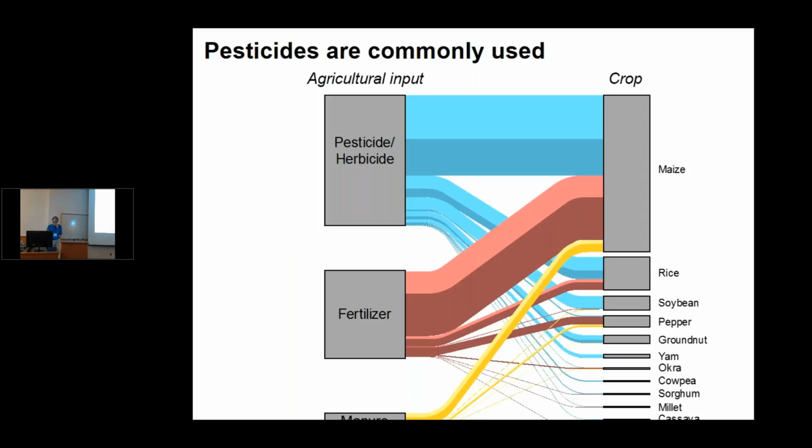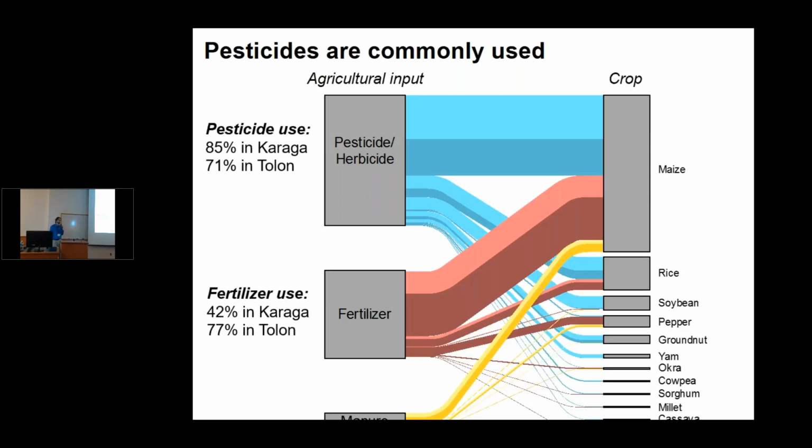it's showing is the relative number of people responding that they're using a certain type of agricultural input, and then the types of crops where they're using those inputs. So for example, the large blue bar on top represents that quite a few people responded that they're using pesticides on maize crops. Most people in both districts reported using pesticides. In Talone district, it was about the same for fertilizer use, about the same percentage of respondents. In Karaga, significantly lower, although still almost half. So the basic takeaway here is that quite a few people are using pesticides.